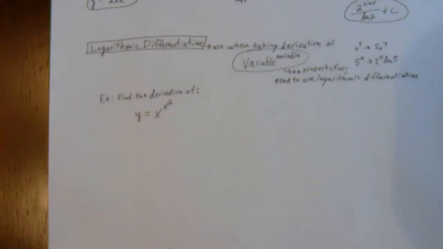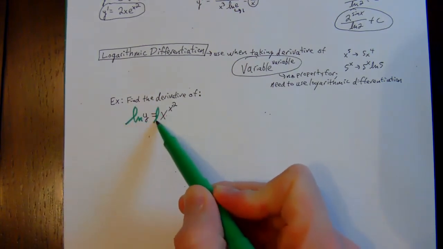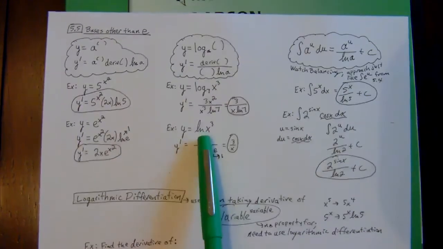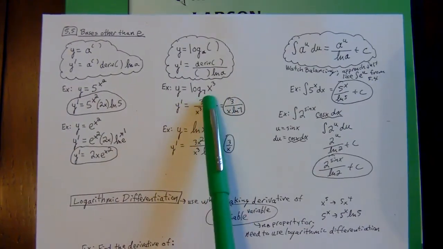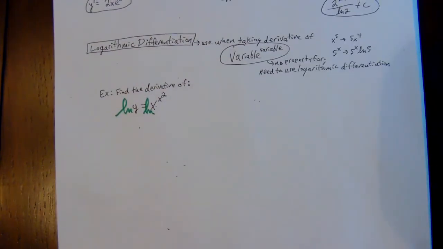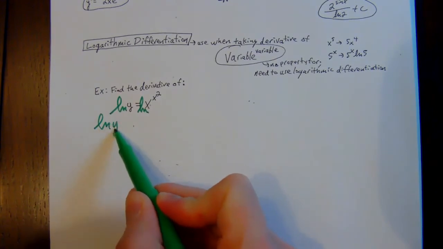What we're going to do here is just take the log of both sides. That's what logarithmic differentiation is. So I'm just going to do the natural log of both sides. I always do the natural log because it's easier to do the derivative of the natural log versus the different bases. So this is just going to make it easier on us if we stick with the natural log. Then I get the natural log of y on this side.